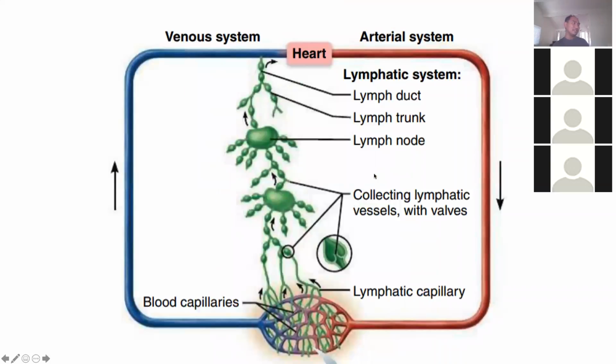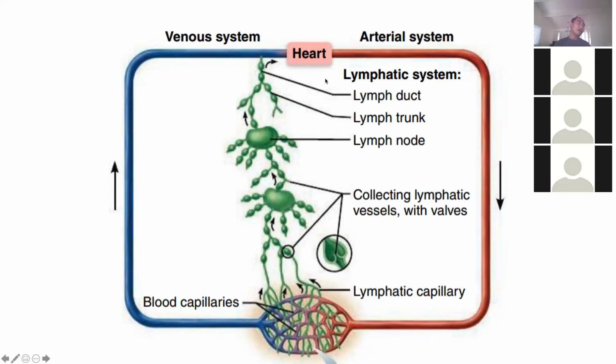And the next, what is the lymphatic system? The lymphatic system just collects all the fluids and debris which are left behind from the arterial and venous system. They take it back to the circulation. So that is the job of the lymphatic system.